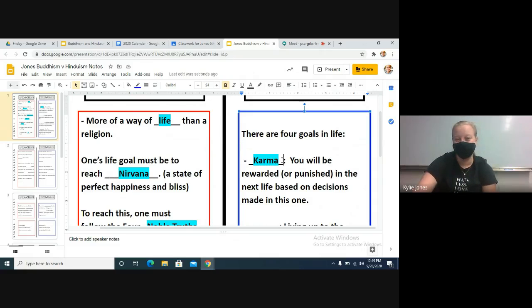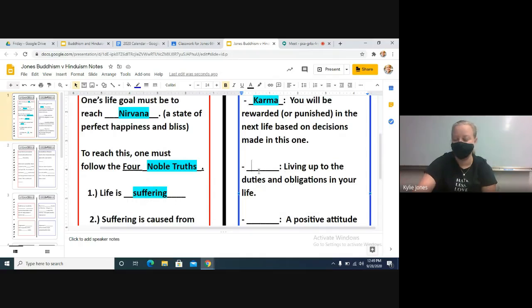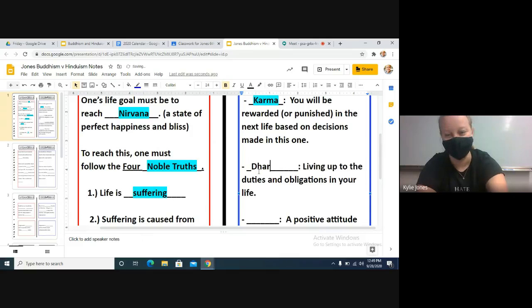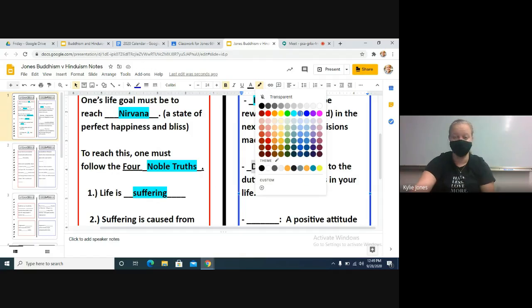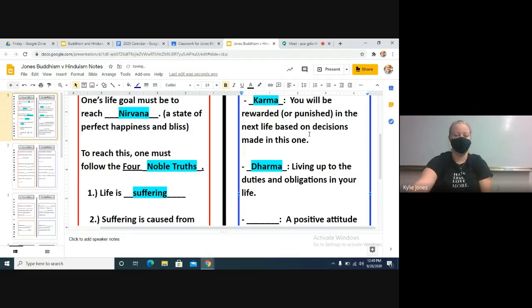So karma is our first one. What's our second one? Dharma, good. Dharma was our second one, where you're living up to your duties. So for people whose goal was to protect parts of ancient India, their duty, their dharma, was to be a warrior, that type of thing.